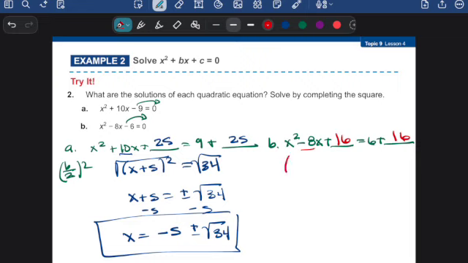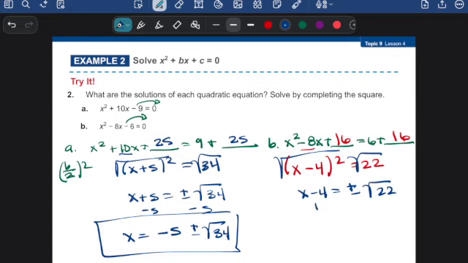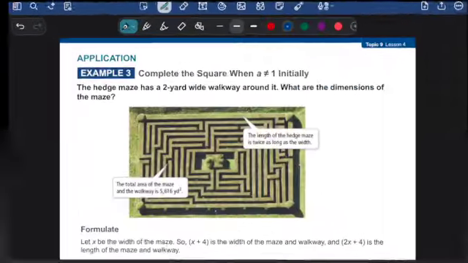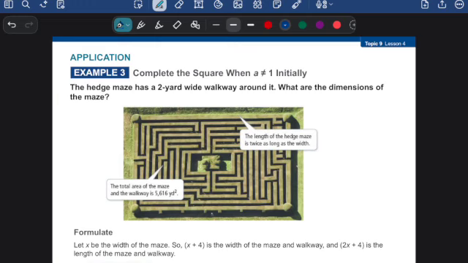Now I can factor. It's going to be x minus 4 squared. It's minus because my middle term is negative. Equals 22. Take the square root of both sides. X minus 4 equals the positive or negative square root of 22. And then I'm going to add 4 to both sides to solve for x. Put your constant first. Don't forget your plus or minus. Square root of 22.